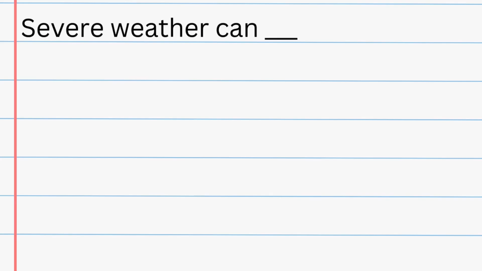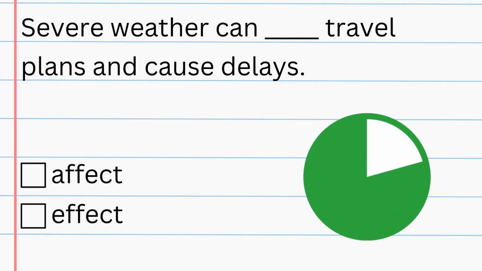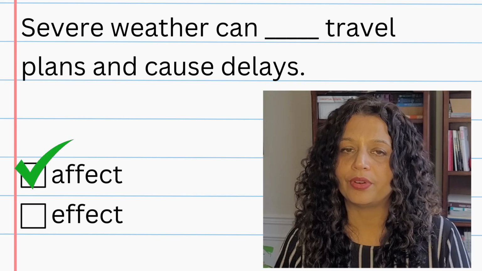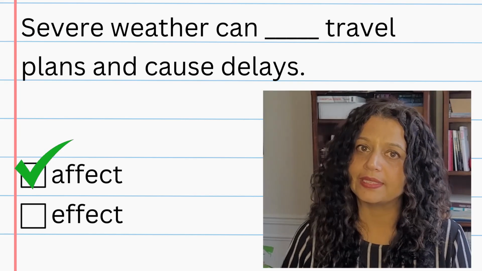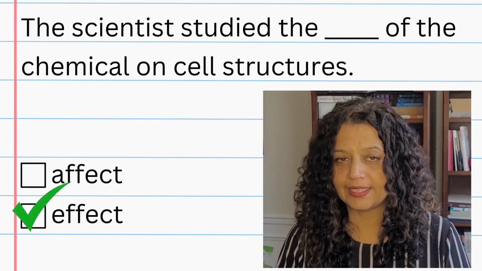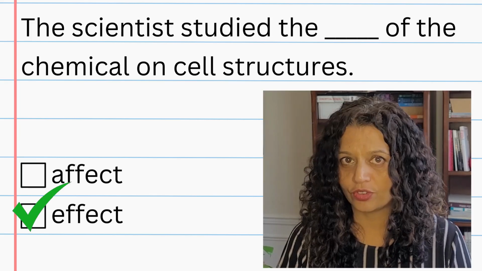Severe weather can blank travel plans and cause delays. Severe weather can affect with an A travel plans and cause delays. And the last sentence, the scientist studied the blank of the chemical on cell structures. The scientist studied the effect of the chemical on cell structures.